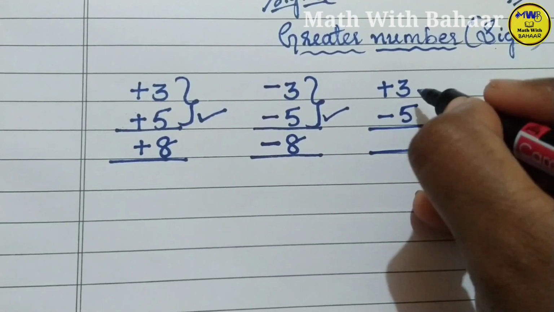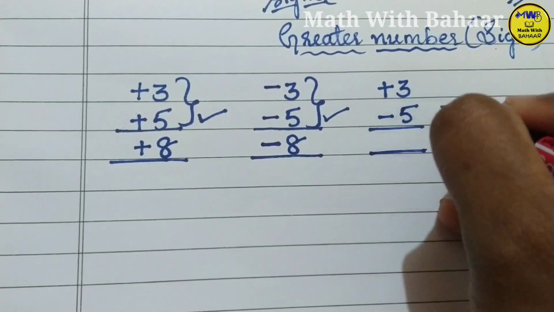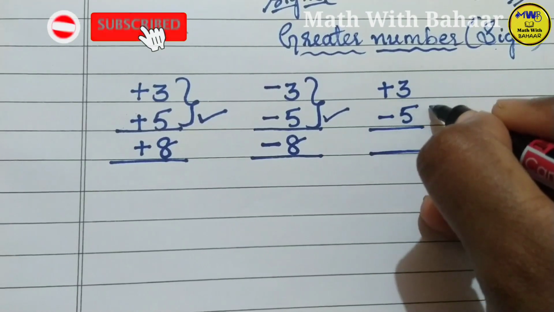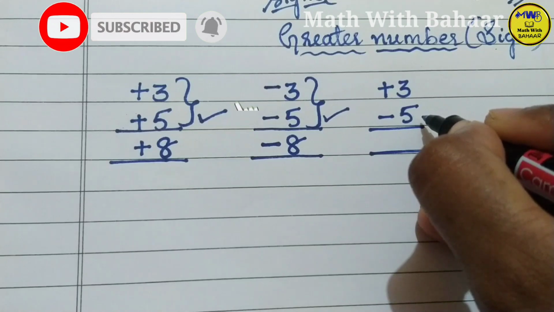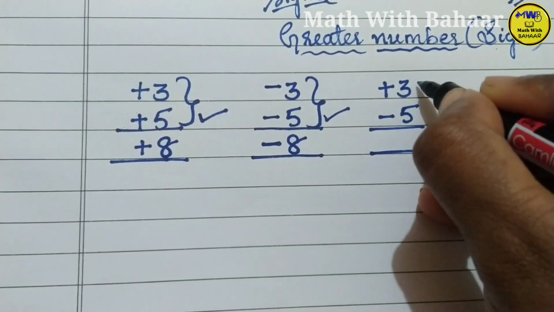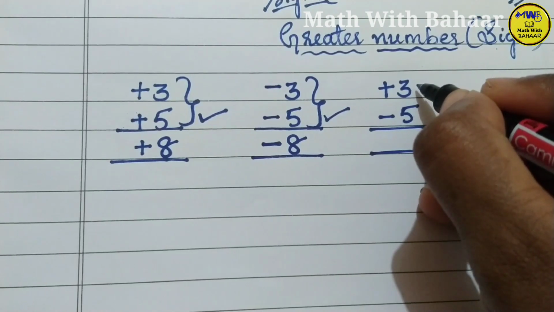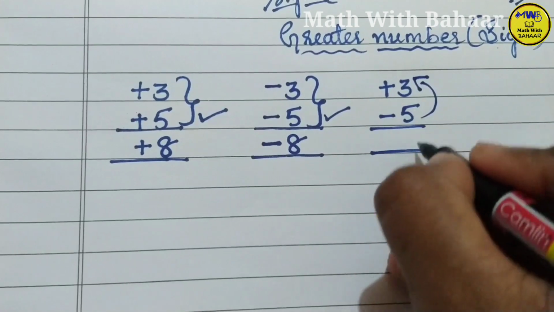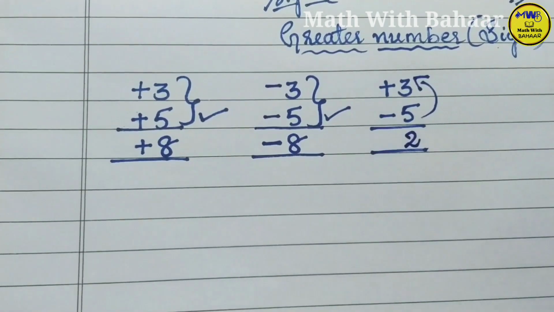So here in integers, what we can do is we can go in a reverse manner. That is 5 minus 3. Why? Because 3 minus 5 is not possible for us to subtract. 3 is less than 5. But 5 is greater than 3, isn't it? So let us subtract 5 minus 3 in a reverse manner. So 5 minus 3 gives us 2.